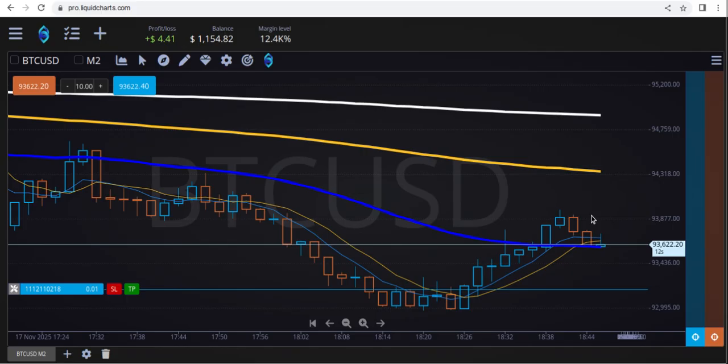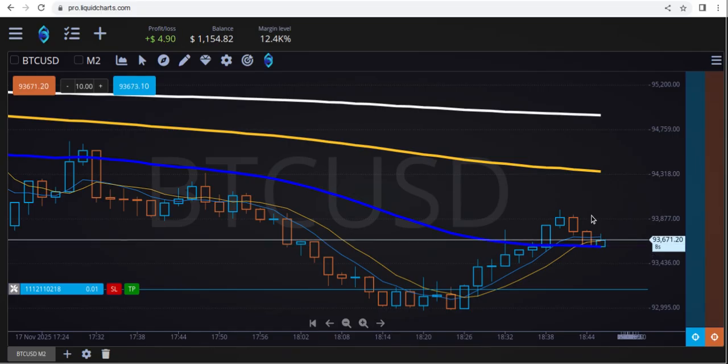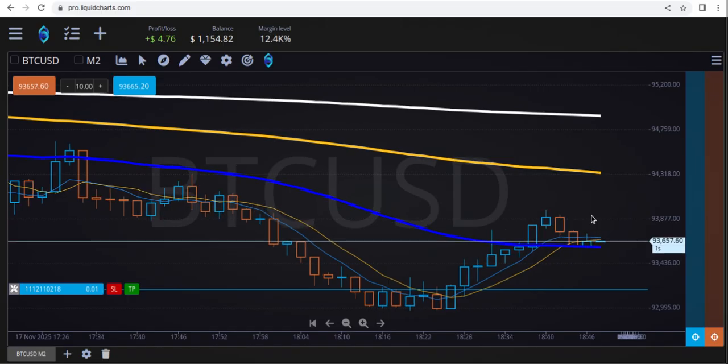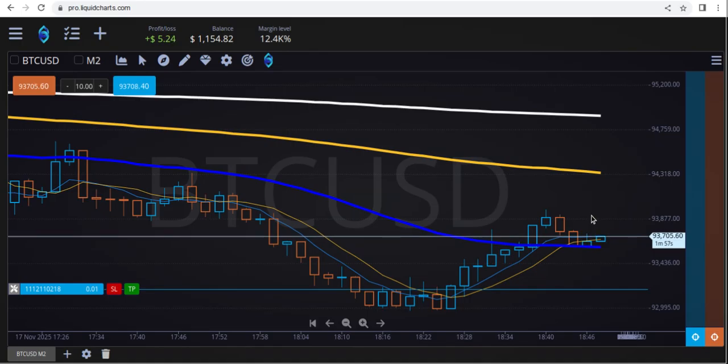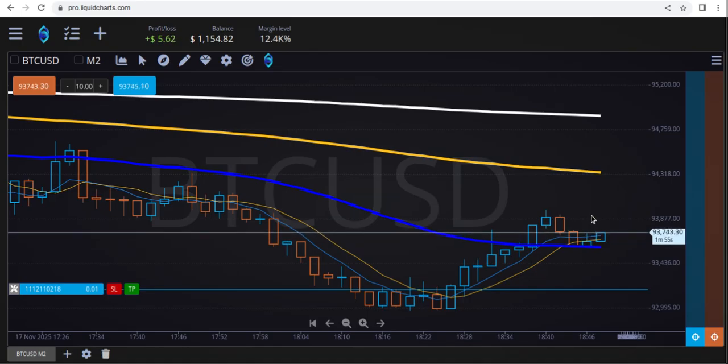Sexy trading. This is classy trading right here. This is what trading is about. This is what trading is supposed to be. It's not supposed to be stressful. We want to make a lot of money quick. We want to get rich. We want to be wealthy.